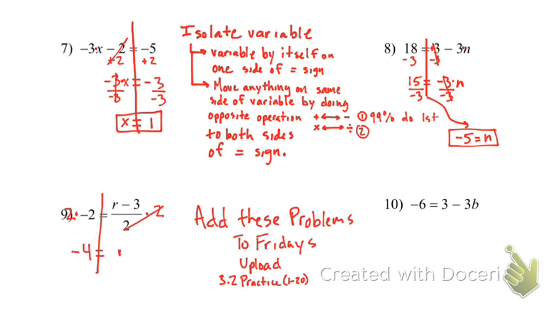Equals, and now if you notice, it frees up. Think about it as it's no longer being divided, so r minus 3 is free to get rid of. And now we can get rid of the 3. And what is the 3 doing? It is subtracting. The opposite of subtraction is addition. Okay? And we get negative 1 equals r.